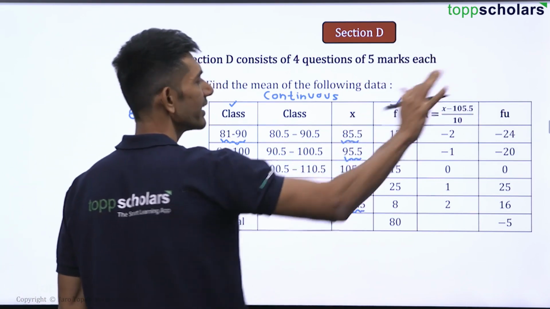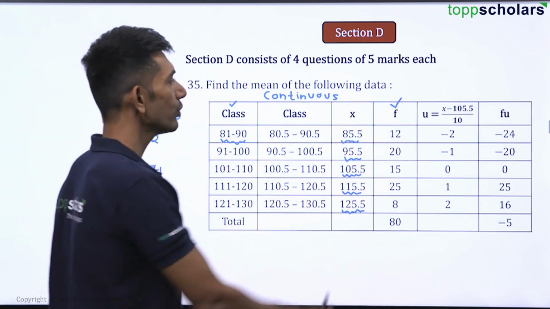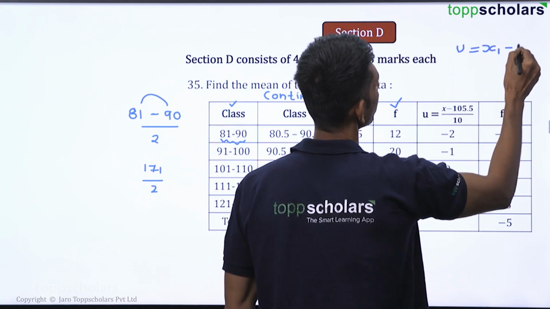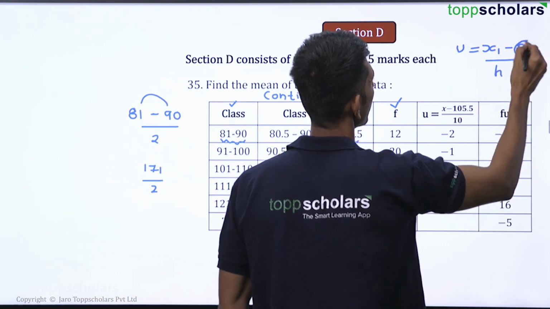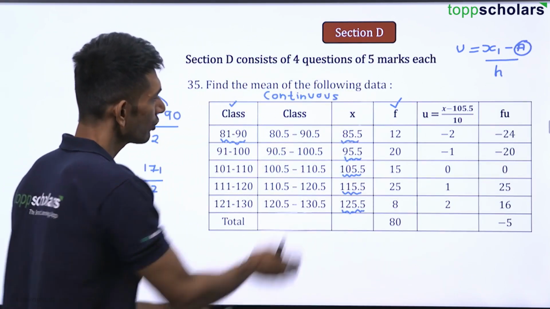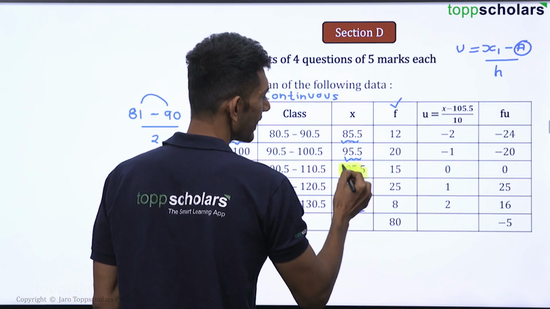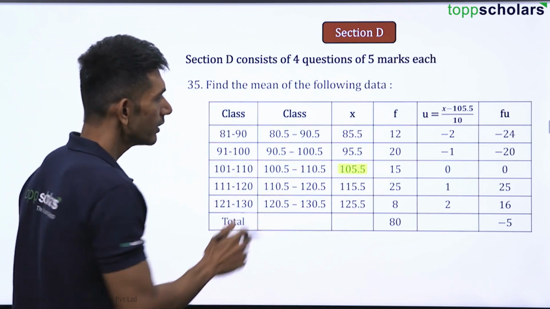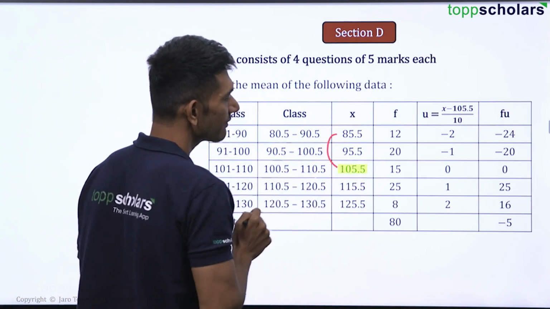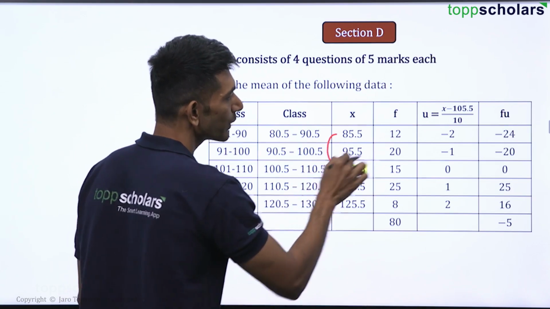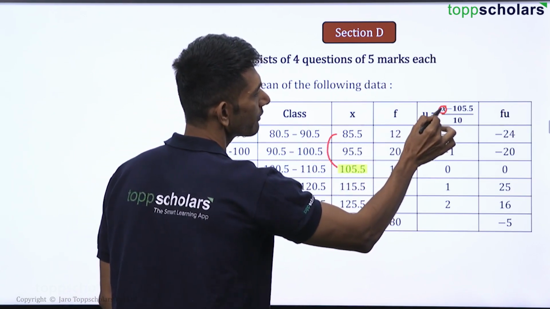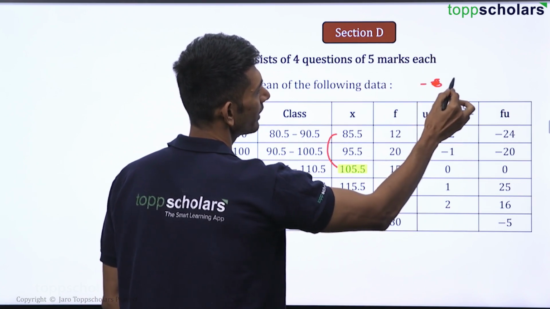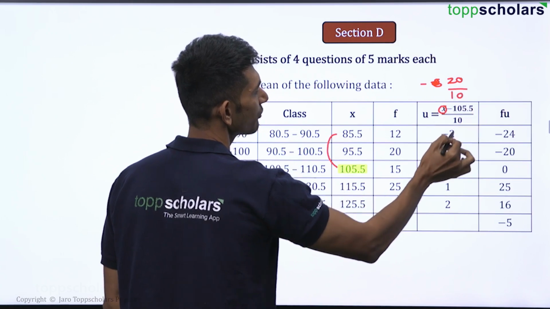Frequency, this column is already given. And what is U? U is given by xi minus A by H. But what is A? A is the assumed mean. So from here, let us consider 105 as the assumed mean. So 85.5 minus 105.5 is minus 20. Minus 20 divided by 10 is minus 2.